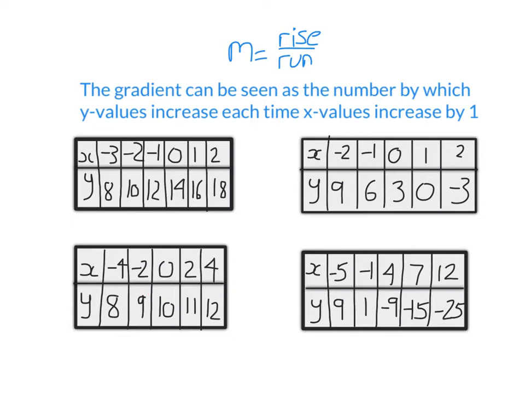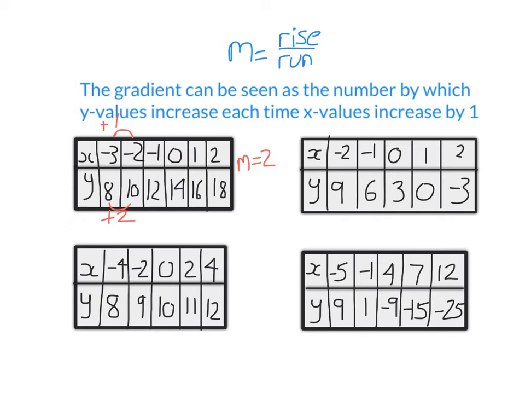So let's look here. Each time x is going up by 1, what's happening to y? It's going up by 2. So here, the gradient is 2. If I were to plot this line by plotting each of these points as we did in the previous lesson, it would have gradient 2.